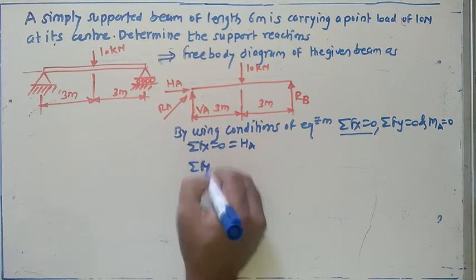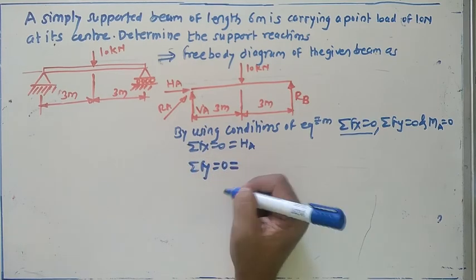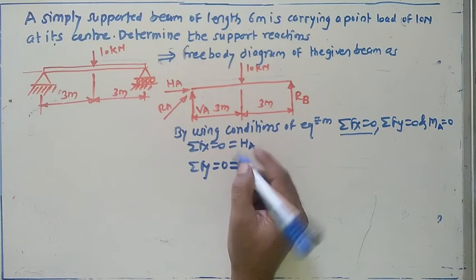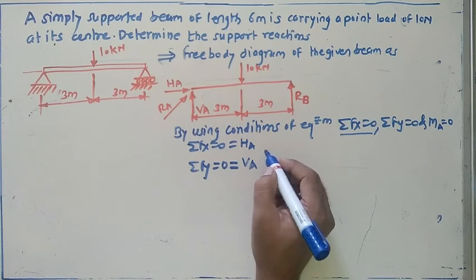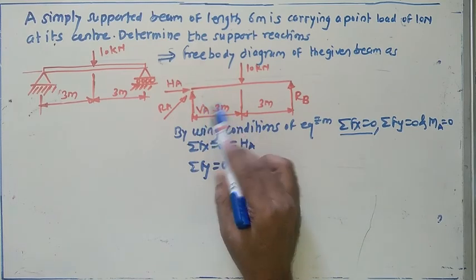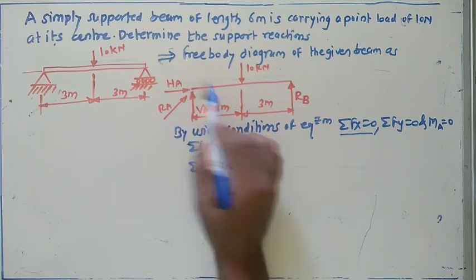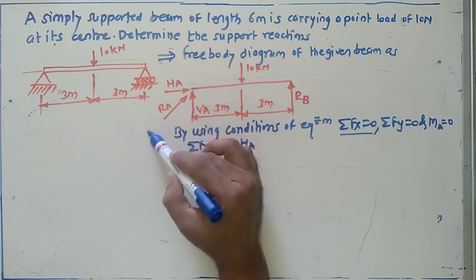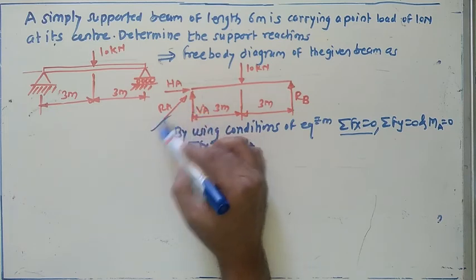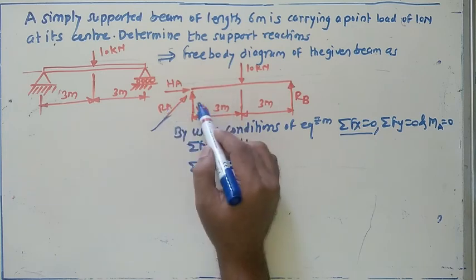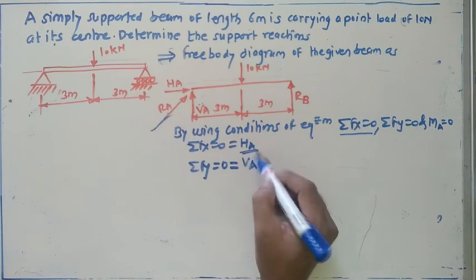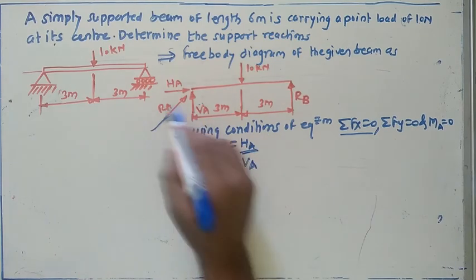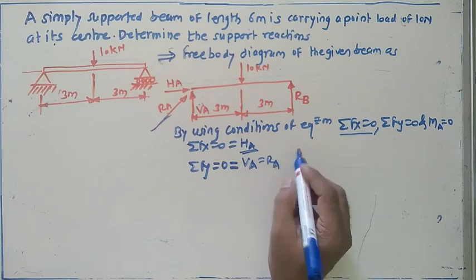Summation of Fy equals 0. Now concentrate only on the vertical forces. What about this one, VA? For this VA, if you see the horizontal force is 0, meaning VA and this one, the effective reaction is nothing but RA. This RA indicates the resultant of HA and VA. As the value of HA is 0, here VA must be equal to RA. VA must be equal to RA.